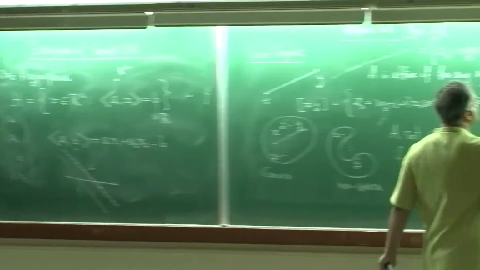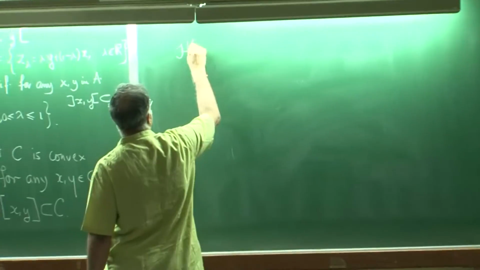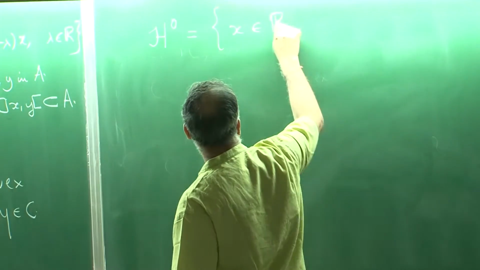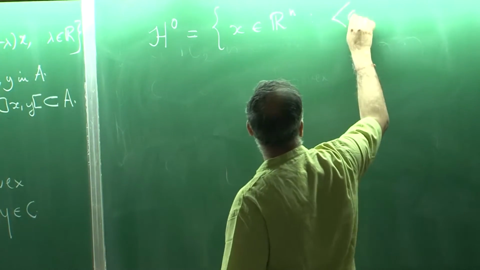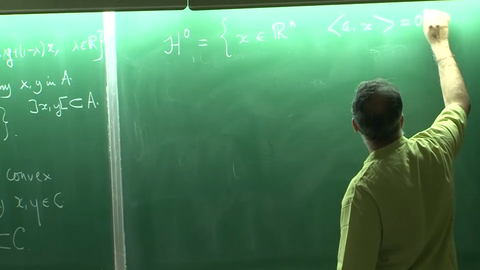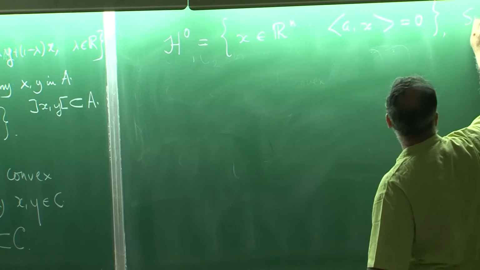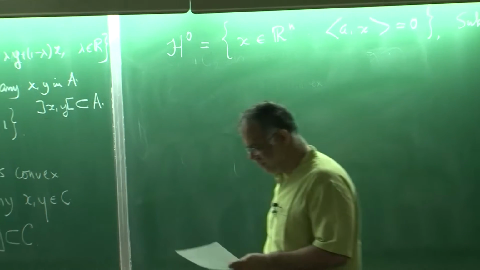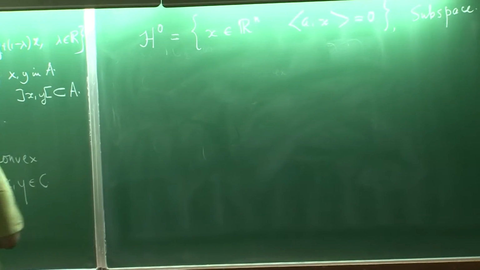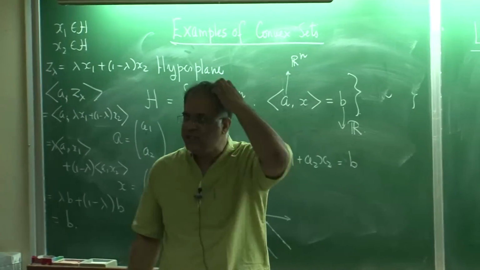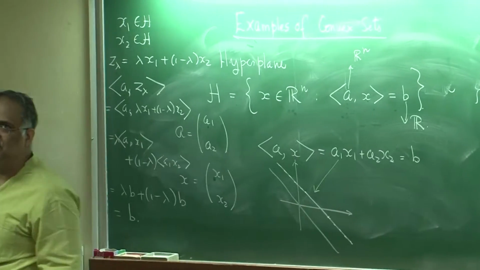So, consider this set H naught, which is a subspace: the set of X, an element of Rn, such that A of X is equal to 0. Any subspace of a vector space is also a convex set. While H is not a subspace: if I put Ax equal to B where B is non-zero, then H is not a subspace.